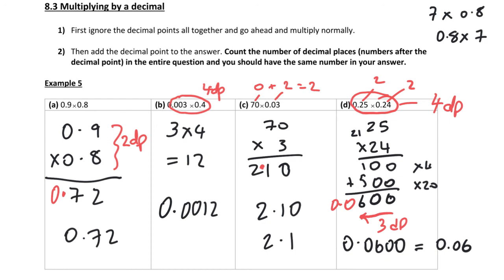So first, ignore the decimal points altogether and multiply normally. Then count the number of decimal places in the question and put that in your answer. And we always start counting from the last digit of our answer. So 3 4s are 12, the 2 is going to be the last decimal place, and the 1 is going to be the one before that, so that's going to be the last 2 decimal places. And 25 times 24 is 600. The 600 is going to make up our last 3 decimal places.